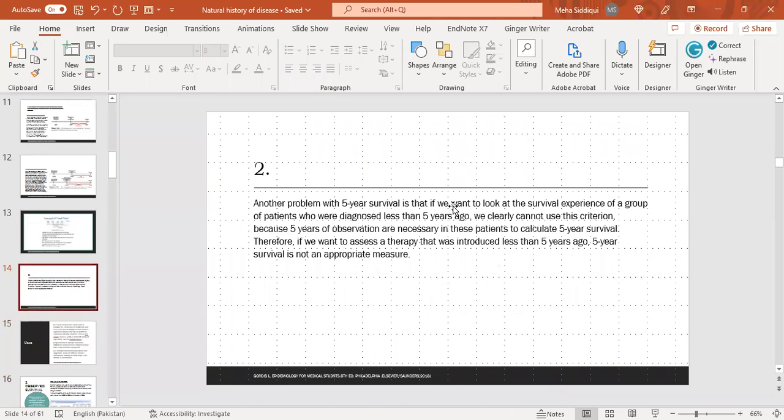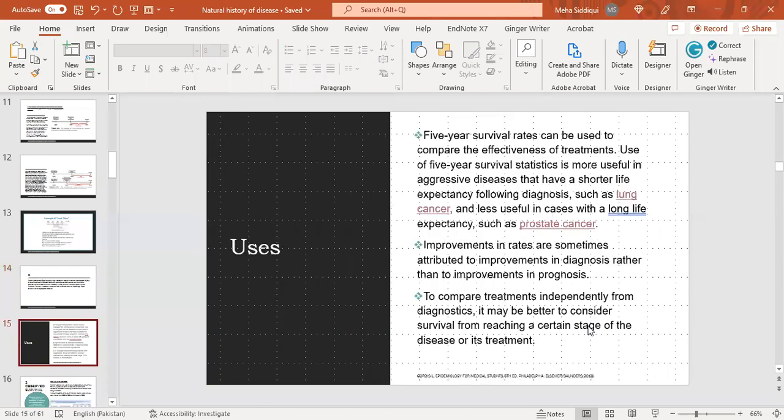Now, the second problem with 5-year survival is that if we want to look at the survival experience of a group of patients who were diagnosed less than 5 years ago, we clearly cannot use this criterion, because 5 years of observation are necessary in these patients to calculate 5-year survival. Therefore, if we want to assess a therapy that was introduced less than 5 years ago, 5-year survival is not an appropriate measure.